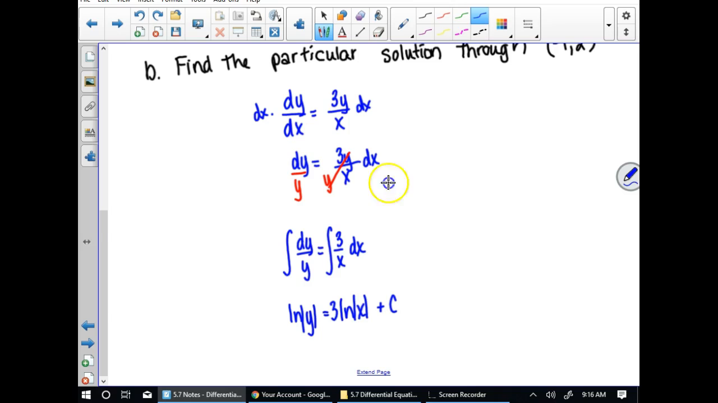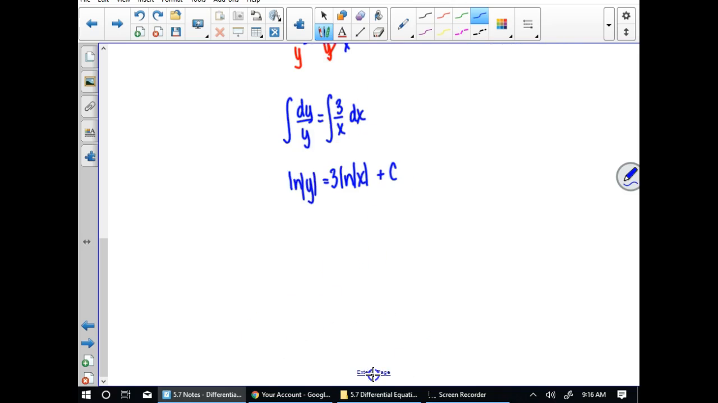So if I want to solve this for y, I need to do e to the on both sides. But here's our problem. This 3 on the outside really kind of messes you up, because if it weren't for that 3, e to the natural log of x would just be x. What can I do with that 3? There are some properties of logarithms. We can move this in here as our exponent. So we've got natural log of the absolute value of y equals natural log of the absolute value of x to the third plus c.